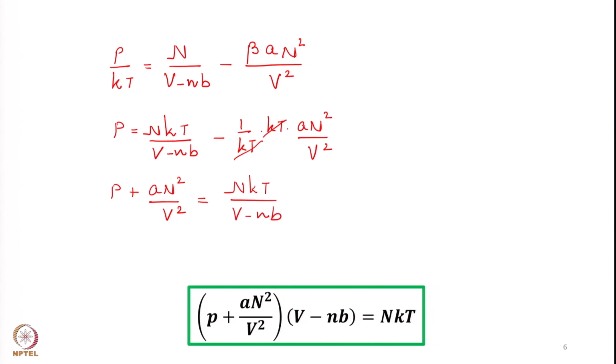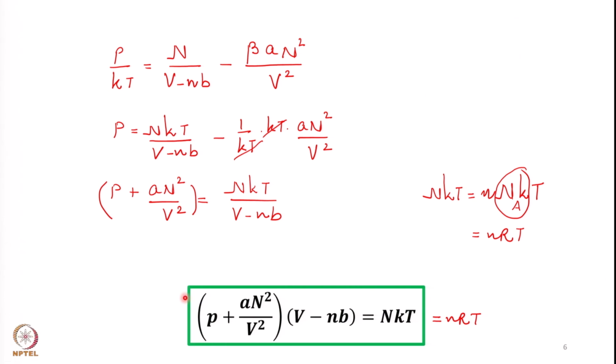And when you rearrange this, if you put this in one bracket, so this into V minus Nb is equal to NkT. In fact, NkT is equal to small n, number of moles, into Avogadro constant, into Boltzmann constant, into temperature, and that k times Na is equal to R, so I can write this is equal to nRT. And I am sure that you recognize this expression. This is van der Waals equation of state.